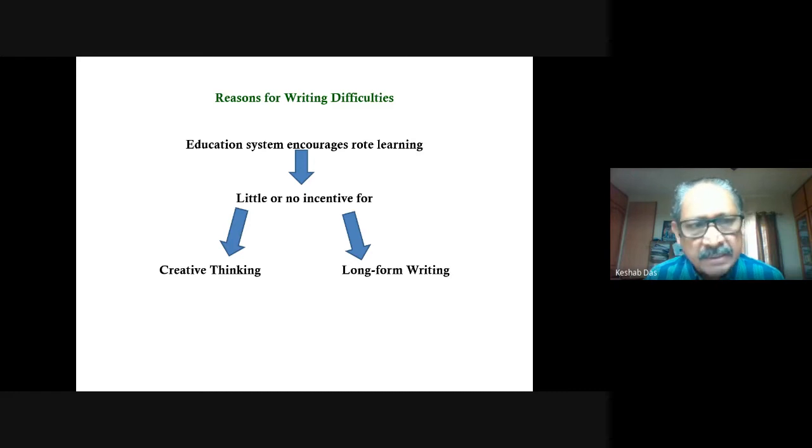Whether it's the education system that we are in, which probably promotes rote learning, repetitive work, where you read something and you reproduce, there is very little incentive for creative thinking, or what we also describe as long form writing. That is, writing shorter notes, let's say 1,000 to 2,000 words, like you are encouraged to write in a blog or in a newspaper, or make a little presentation in a seminar. So these are small little efforts.